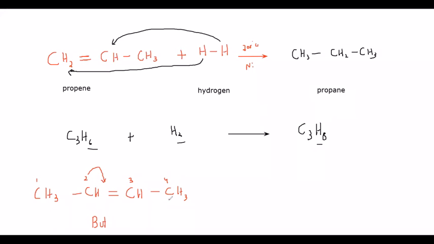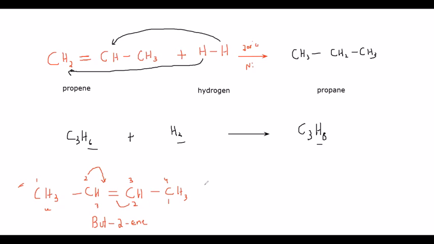If I count from the right hand side, the double bond is between the second and third carbon, or I can simply say the second carbon, which is closer. So both ways the double bond is with the second carbon. That's why it is but-2-ene. But is because of 4 carbons, 2 is the position of the double bond. You can follow either numbering, right to left or left to right. It does not make a difference.